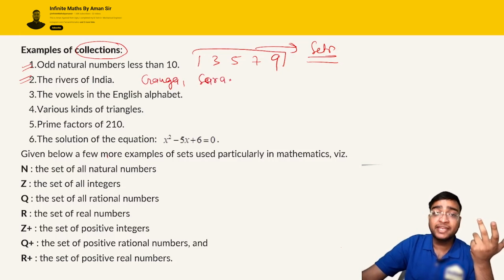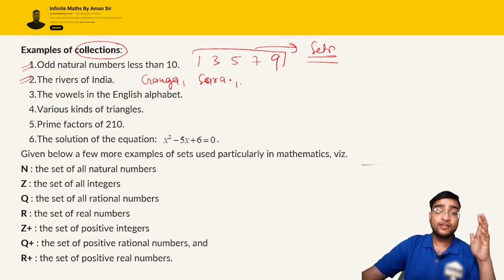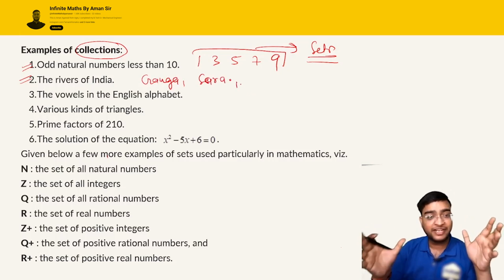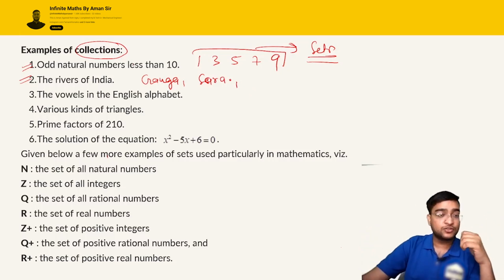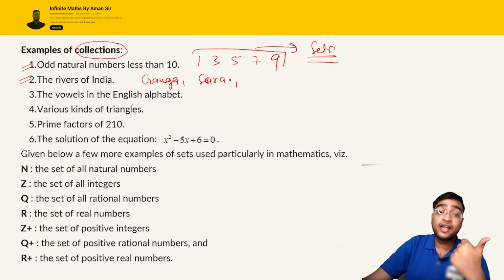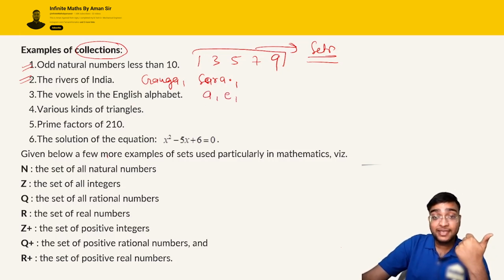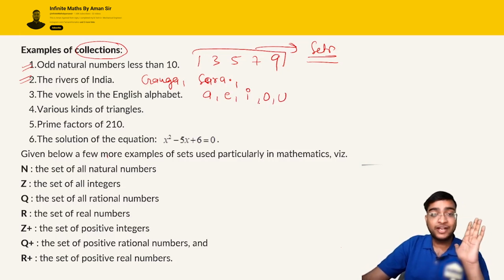These are many rivers, which is also called well-defined objects. So we can also say that these are sets. The vowels in the English alphabet: A, E, I, O, U. This is also a collection of well-defined objects.